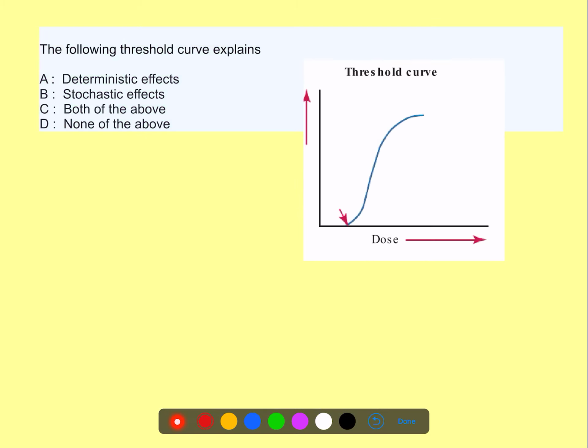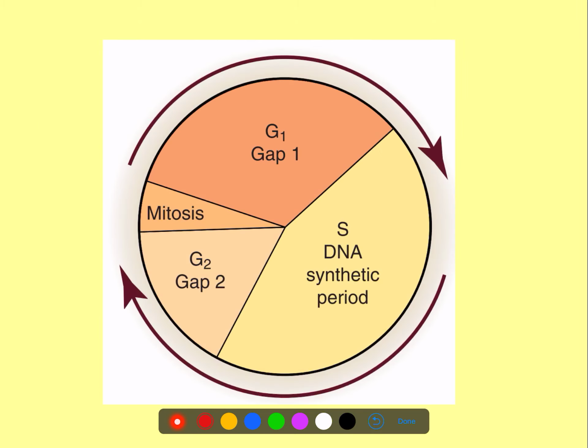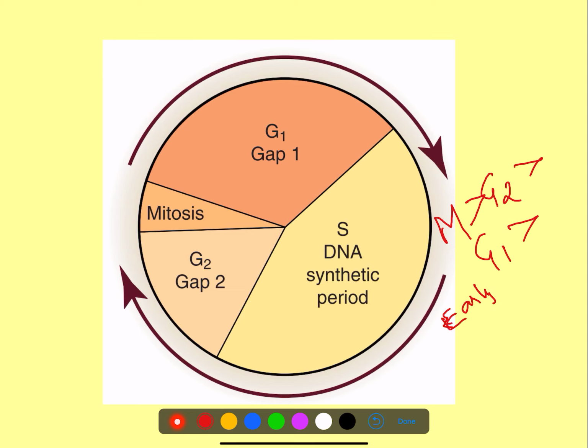The following threshold curve explains. So you should remember that deterministic effects are dose dependent, and all the threshold curves explain the deterministic effect, or dose dependency is always seen in deterministic effect. And in this picture, if you want to arrange, as I have told, M is more radio sensitive than G2, G1, early S, late S.